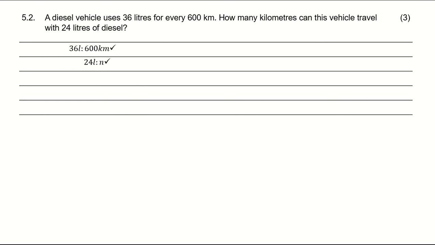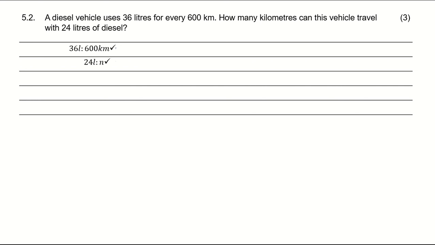You will note that with 36 liters, it was 600 kilometers. And now we are moving down to 24 liters. How did we move down to 24 liters? We divided. What did we divide 36 liters by to get 24? Take 36 and divide it by 24. It'll give you a common ratio. And then you will multiply both sides by that common ratio.